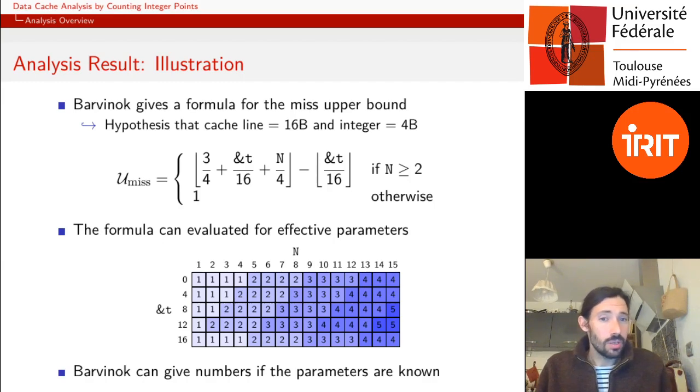So this formula, we can apply it with several parameters, and we've got the array on the grid on this slide, which is the blue cells. These cells indicate how many cache misses can occur with different values of n and different alignments of t. If we knew these values in advance, we could give these numbers to Barvinock, and Barvinock will give us numbers instead of formulas. The interest of formulas is that we understand a little the logic of the loop.